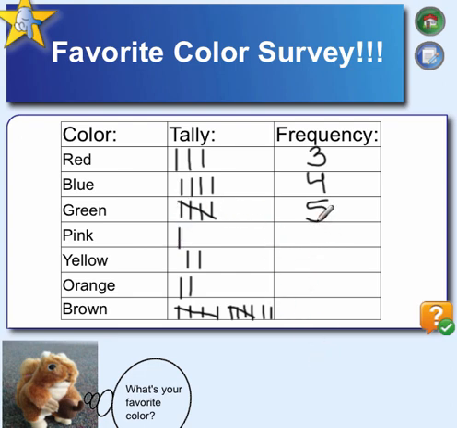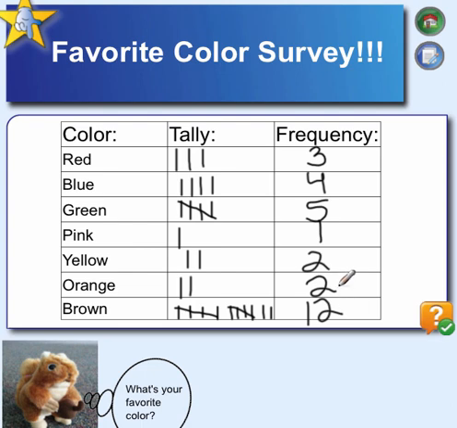Pink, 1 squirrel said 1 time. 2 squirrels said that they liked yellow. And 2 times squirrels said orange. And then, oh my goodness, Mr. Nutty. 1, 2, 3, 4, 5, 6, 7, 8, 9, 10, 11, 12 squirrels. What? That's the mode. 12 squirrels like brown.